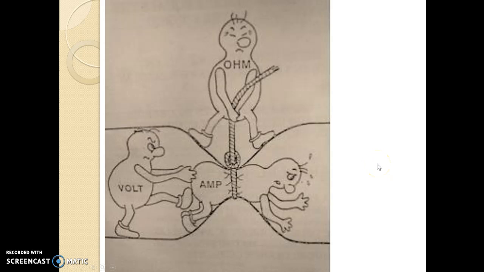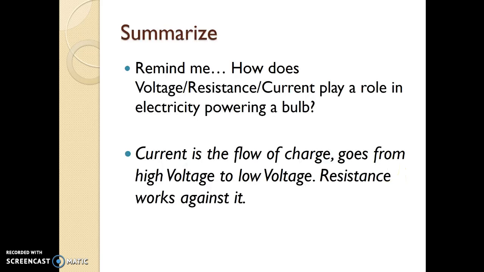Here's a picture I want you to understand. Voltage is the push. Amps is what moves. Ohms tries to stop it, and in doing so gives off energy. Notice how the voltage is only one side, because this is the voltage difference. If both sides of this wire were the same voltage, you'd have equal pushes, no net force, and no net movement, so no current. So again, current is the flow of charge, from high to low, versus resistance against it.